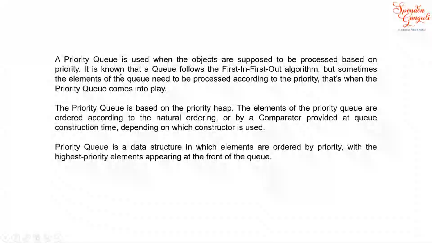A priority queue is used when objects are supposed to be processed based on priority. It is known that a queue follows the first in, first out algorithm, but sometimes the elements of the queue need to be processed according to the priority. That is when the priority queue comes into play. Priority queue is based on priority heap. The elements of the priority queue are ordered according to the natural ordering. The priority queue is a data structure in which elements are ordered by priority, with the highest priority elements appearing at the front of the queue.